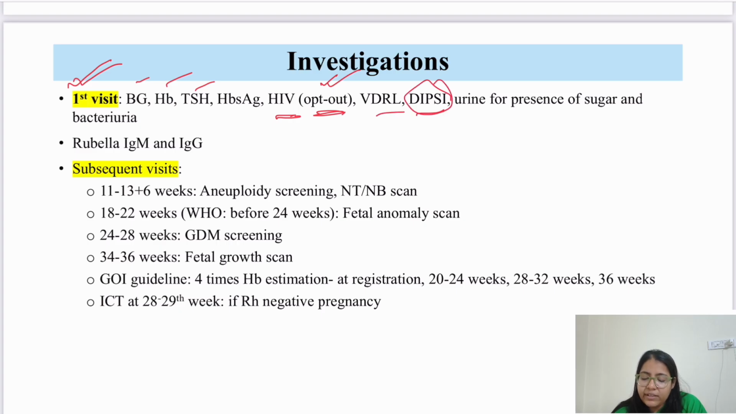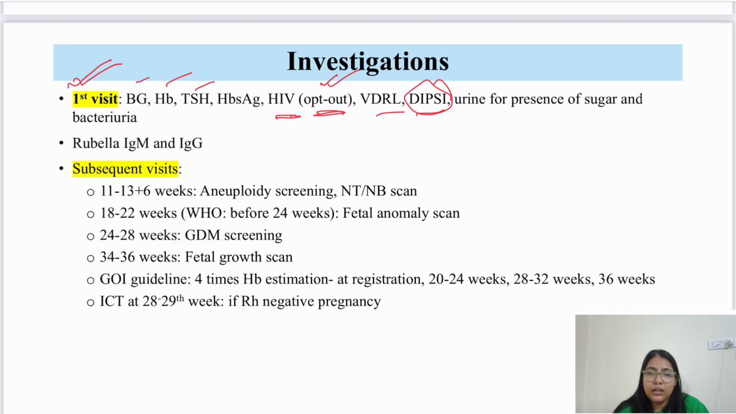VDRL, DIPSI. DIPSI is the Diabetes in Pregnancy Study Group India. So Indian guidelines say that whenever the patient is visiting us for the first time, at that time only we can do a test to rule out diabetes in the patient. Here fasting is not needed. There are other tests also like OGTT, oral glucose tolerance test, which we do after fasting. Then we ask the patient to take 75 grams of oral glucose.